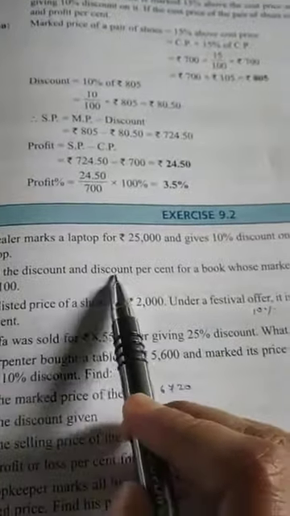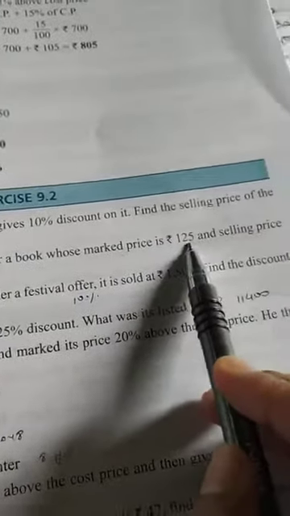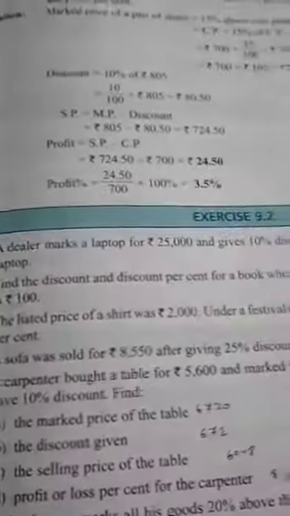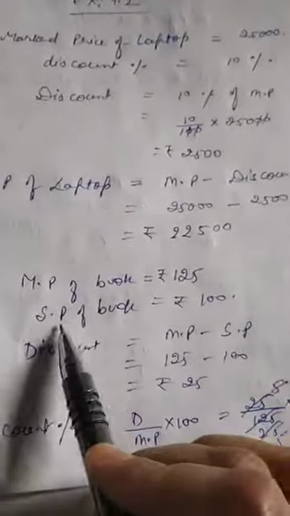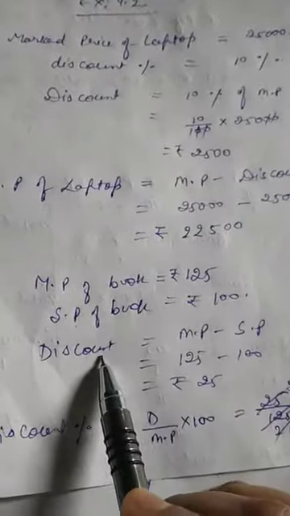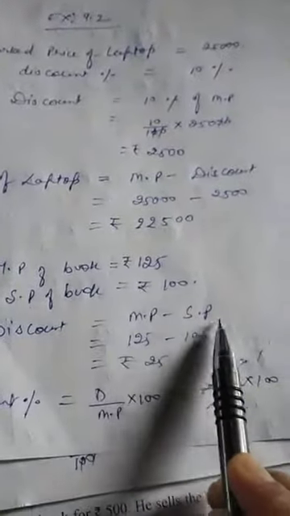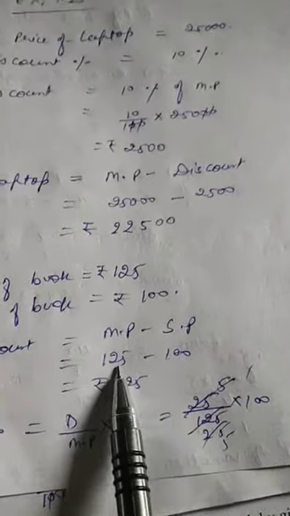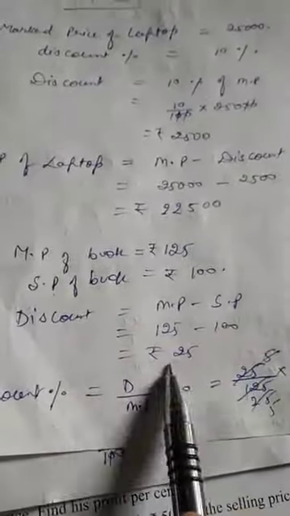Find the discount and discount percent for a book whose marked price is given as 125 and selling price is also given as 100. If you know the marked price and the selling price, we can find out the discount by using the formula of discount. Discount is equal to marked price minus selling price. I have written here. Now 125 minus 100, we will get 25. 25 rupees is the discount.